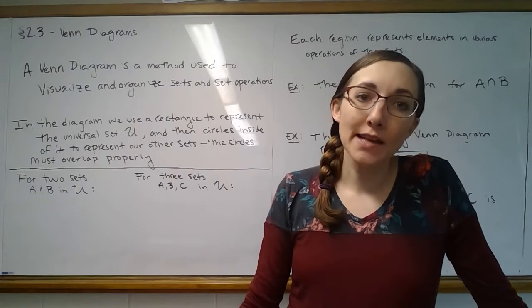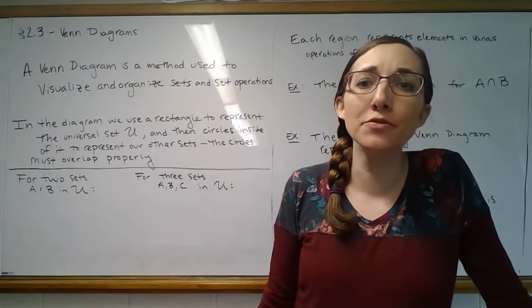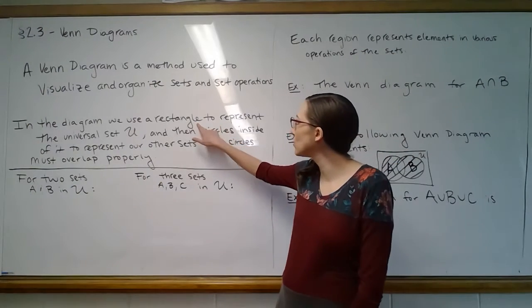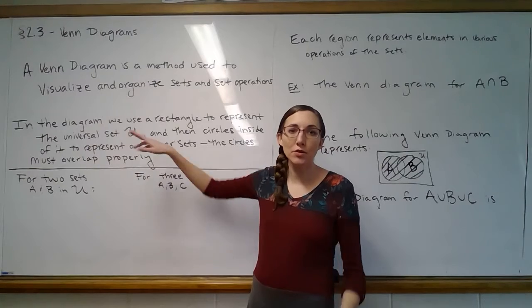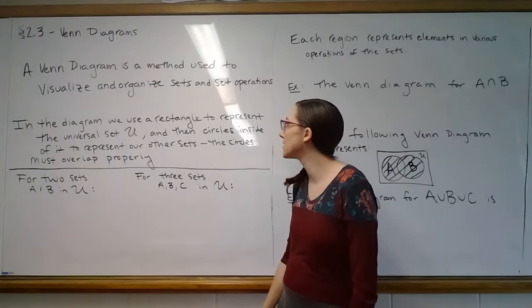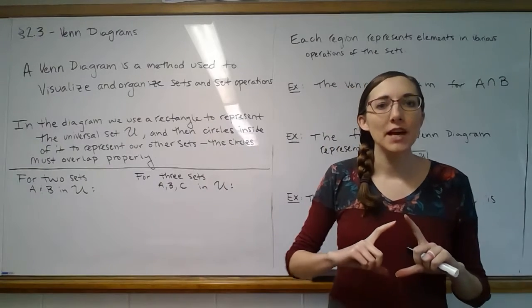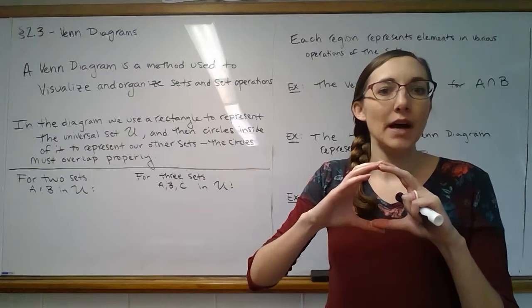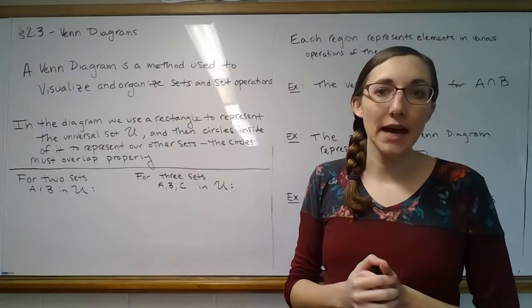When we're drawing these diagrams, they are pictures. What we're going to do is, in the diagram, we're going to have a large rectangle to represent our universal set U, so that's sort of the everything that's being considered. And then inside of that, we're going to put different circles that represent our various sets. Being inside of a circle means that you are an element inside of that set.